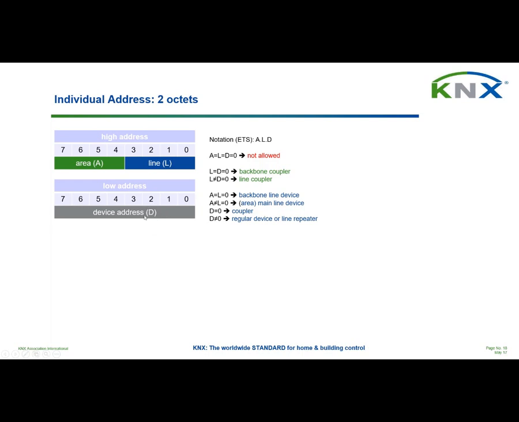Another rule is that whenever D is 0, so the low address, then it's a coupler. That is the rule: you can only use 0 for couplers. If the low address, so D, is not 0, then it's either a regular device or a line repeater. So this also means that a line repeater cannot have device address 0. It's simply not allowed. So these are the rules.